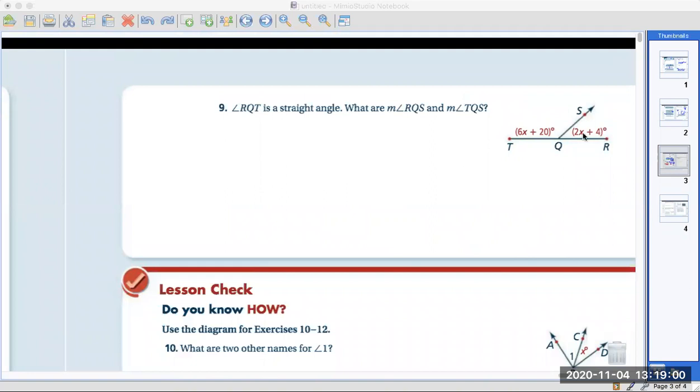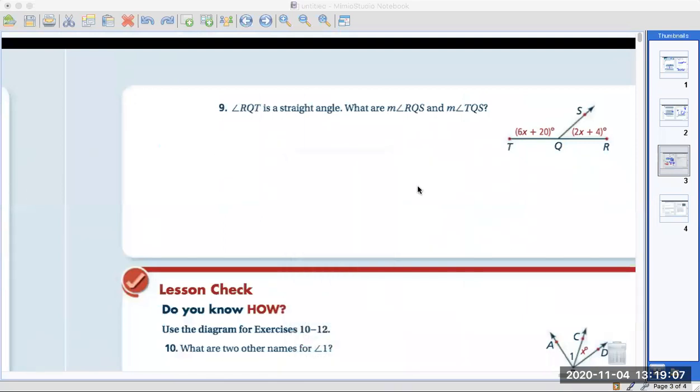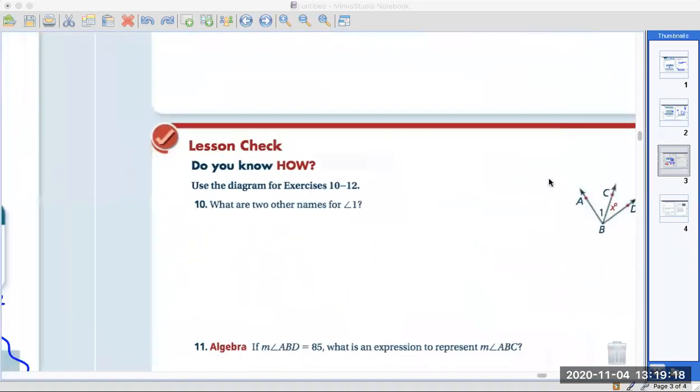And up here, that's again a straight angle. So the sum of the parts is the whole, which is 180. I'm not solving this one either. If you love to do it, your equation would be 6x plus 20 plus 2x plus 4 is equal to 180. But we're going on to the homework.